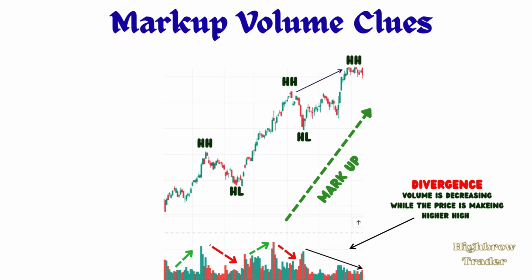After structure, volume adds another layer of confirmation during the markup phase. You'll often see volume rise during breakouts and strong impulsive moves. Pullbacks, on the other hand, tend to have lower volume, showing they're just pauses, not reversals. Strong volume confirms bullish conviction, while a sudden drop can hint at fading momentum. And if you spot divergence between price and volume, that's a sign to be cautious.